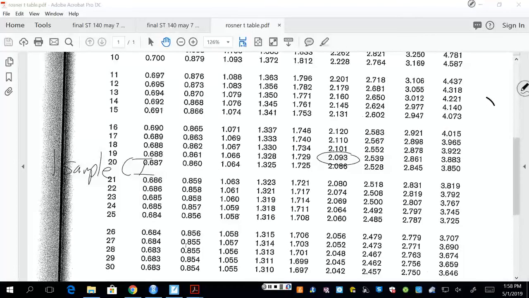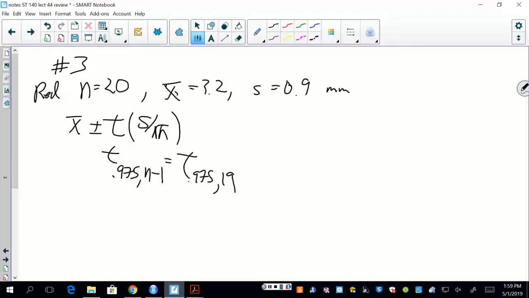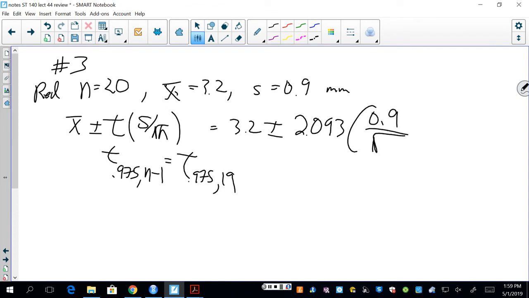Row 19 for degrees of freedom and 2.093 for the next one. A little bit bigger than 1.96. We need a little bit of spread because we're estimating the standard deviation. So the formula in this case is 3.2 plus or minus 2.093 times 0.9 over the square root of 20, as an interval. That would be a 95% confidence interval for where we think the average tail length of this species is.